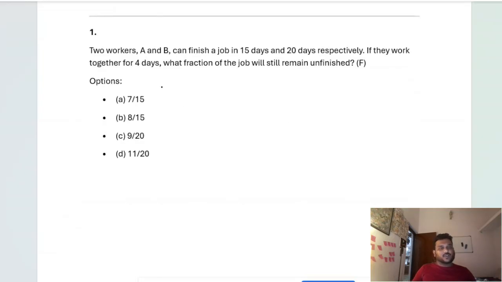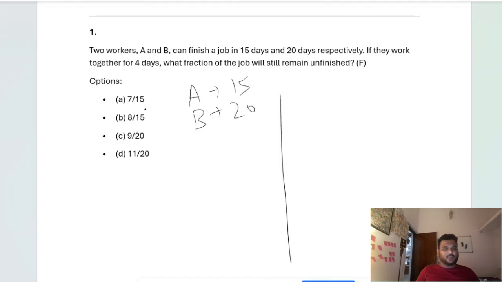So there are two workers, A and B, and they can finish a job in 15 and 20 days. How you write this information in your sheet is also very important, so you can observe how I am doing it. As soon as it says that A can finish a job in 15 days and B can finish the job in 20 days, if they work together 4 days, what fraction of the job will still remain unfinished? Again, I will solve it in two ways, and then I'll tell you which is the best way to solve.